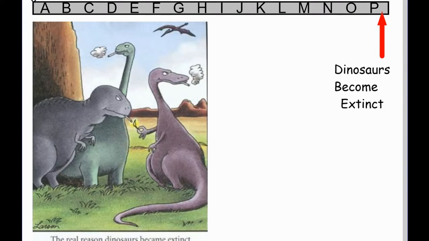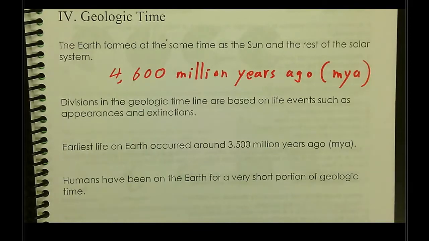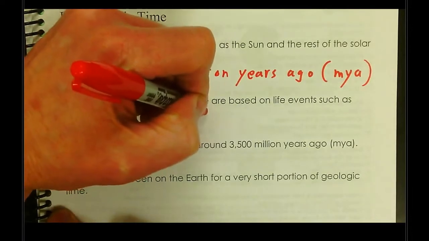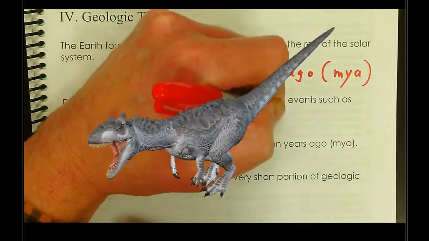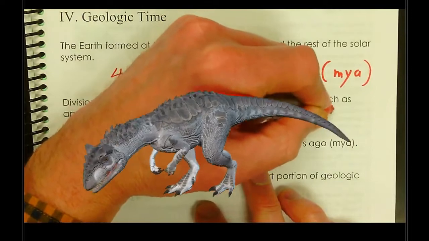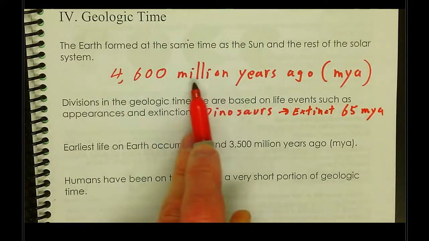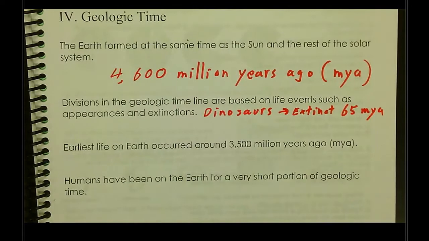Remember, it's 4,600 million years ago. The dinosaurs only became extinct in the last recent. The dinosaurs only became extinct 65 million years ago. So if we talk about these extinctions, for example, the dinos, they became extinct 65 million years ago, compared to 4,600 for the start of the Earth. It's not that long ago the dinosaurs became extinct, 65 million years ago.